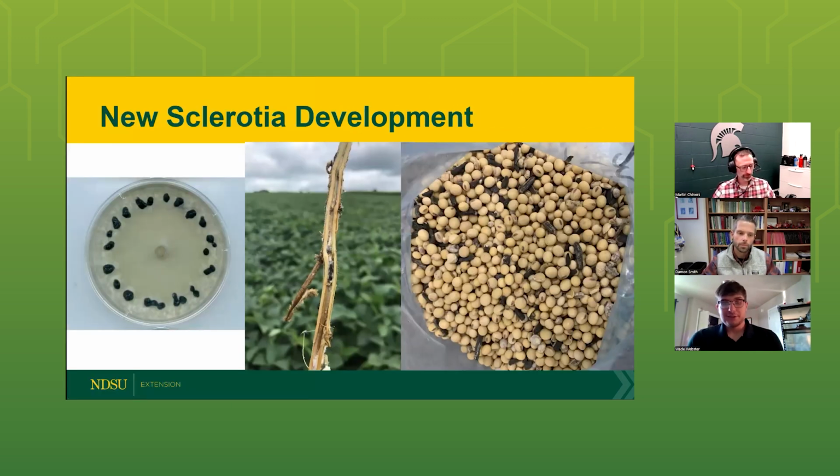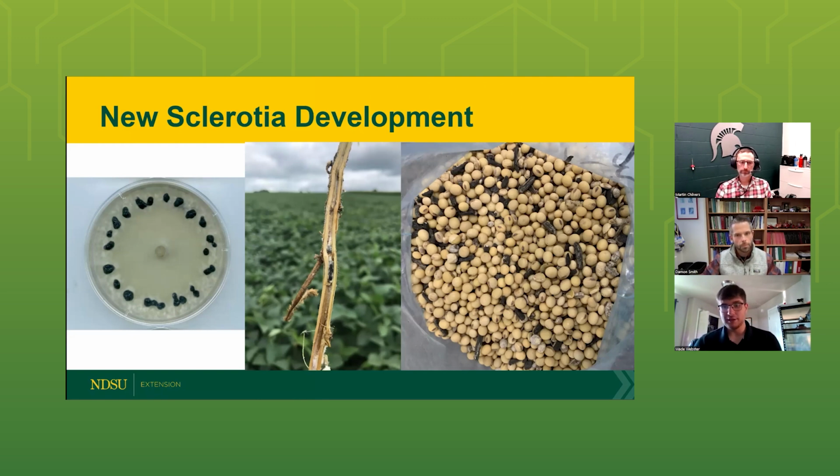So after that infection occurs, we can imagine more infection. We're getting more sclerotia being developed, and these sclerotia here represent again the next generation. So again, thinking of say 2024 infection, these new sclerotia will potentially be issues for the 2025, 2026, and so on soybean crops here.